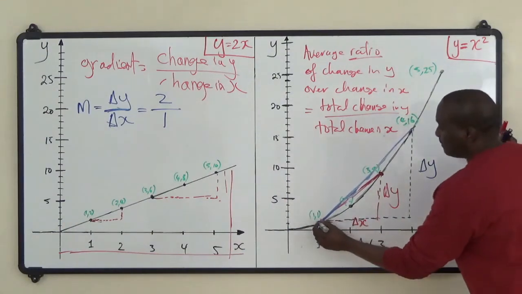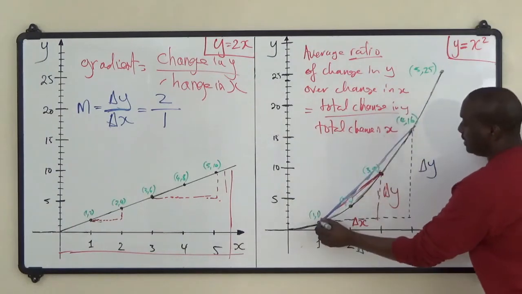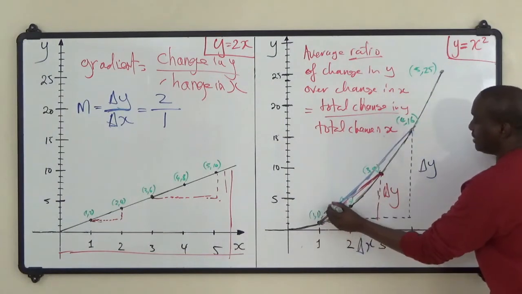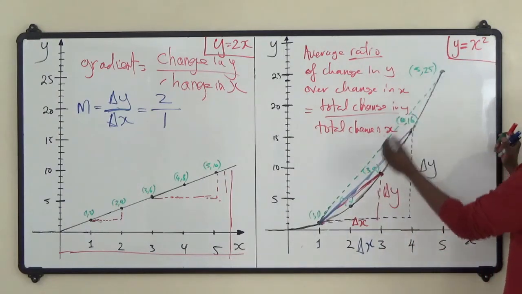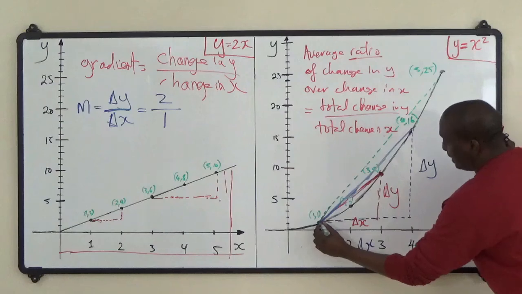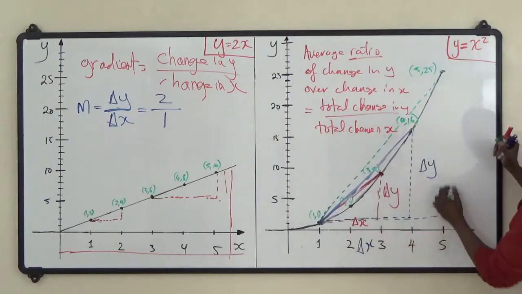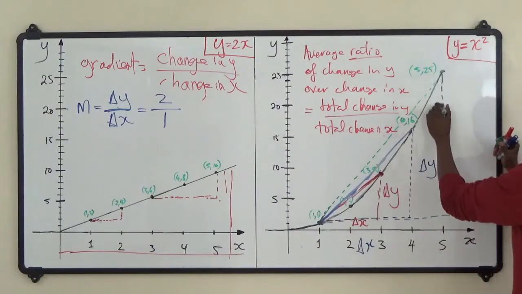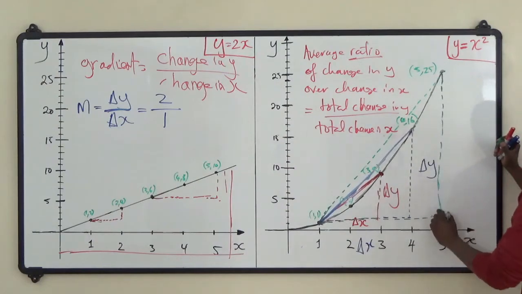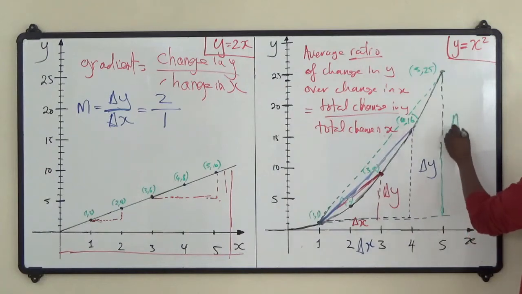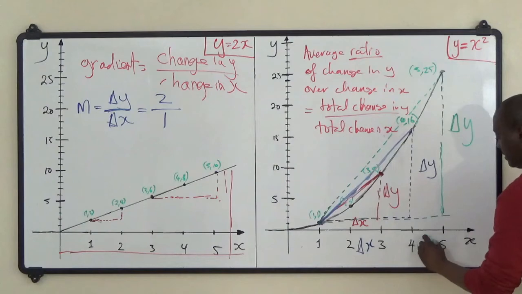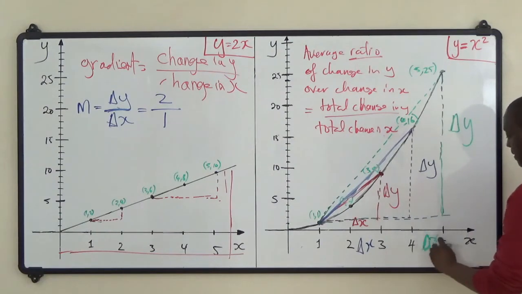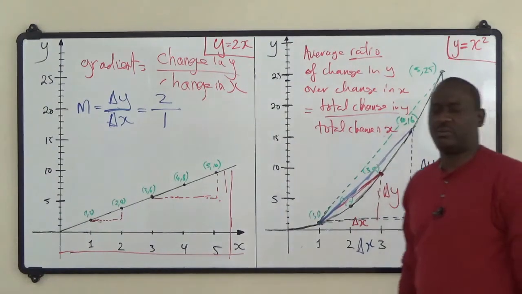Let me do it just for the sake of argument. Watch it. You do this. Again, forgive me if the line is not as straight as I want it to be, but you know what I'm trying to do here. And then we come across like this, and we do this. So this change in y over this change in x is a different ratio.